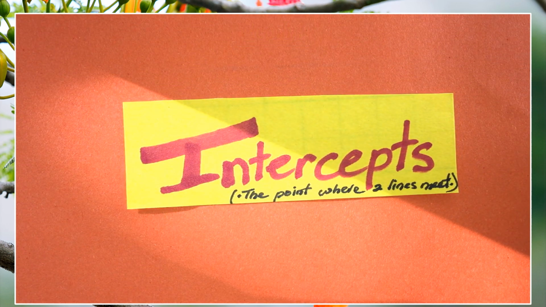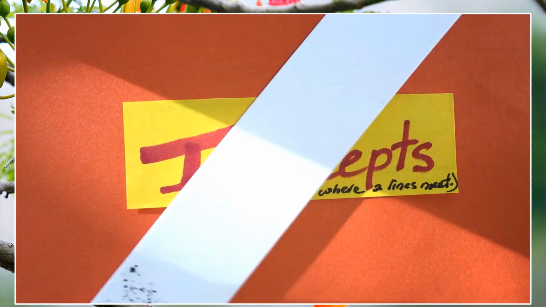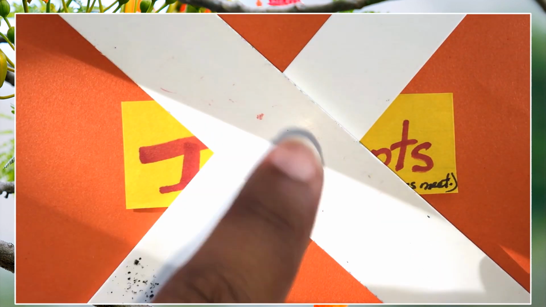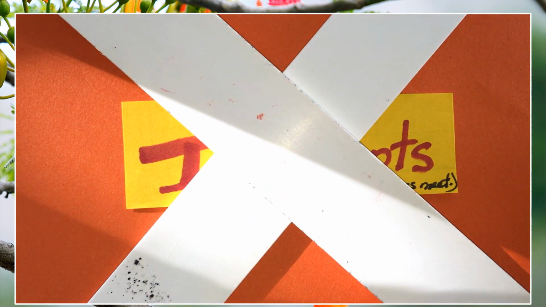Intercepts are points where two lines meet. And we're going to be using this to graph some straight line functions. So let me show you. We have this line and we have this line. Both of them meet right here. So this is where we'd call it intercept.